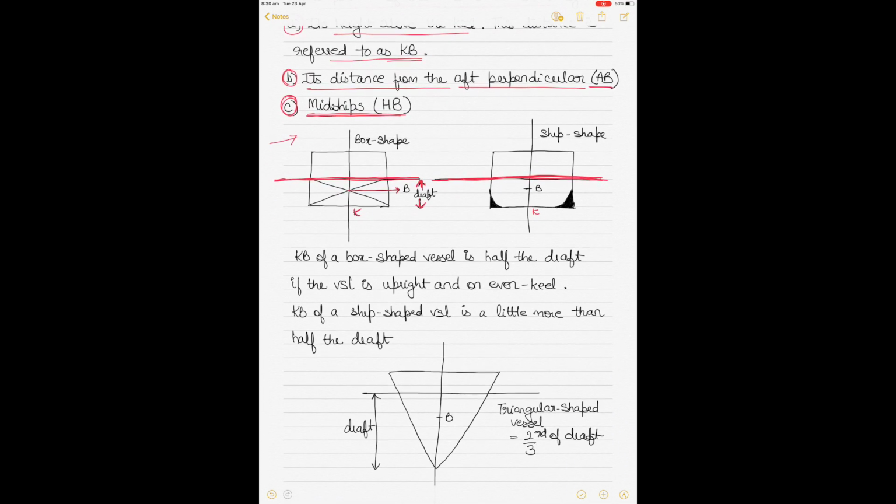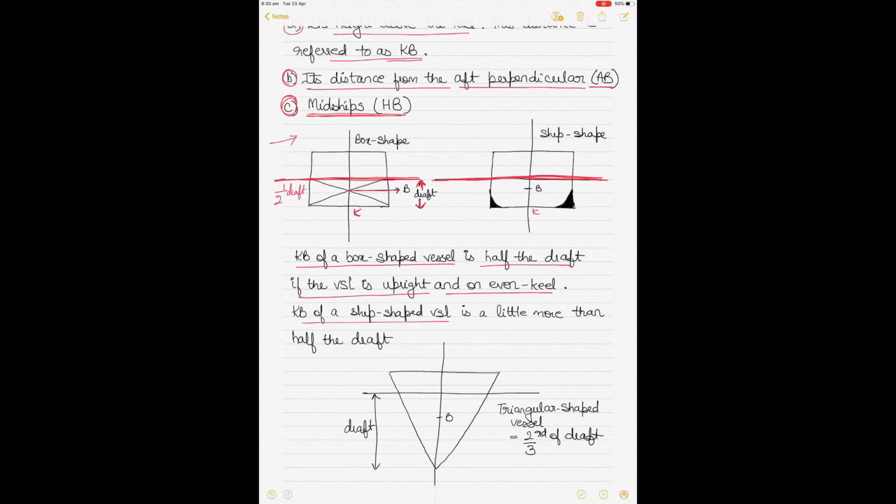So if I go back to the 2 figures above, KB of a box-shaped vessel is half the draft of the vessel when the vessel is upright and on even keel, which you can see in the figure here. The draft of the vessel is the distance from the keel to the water level, and B is the geometric center of this box-shaped vessel when the vessel is upright and on even keel. So it's not listing, it's not tilting, it's not heeling. That is the KB of a box-shaped vessel, which becomes half the draft in this case here.